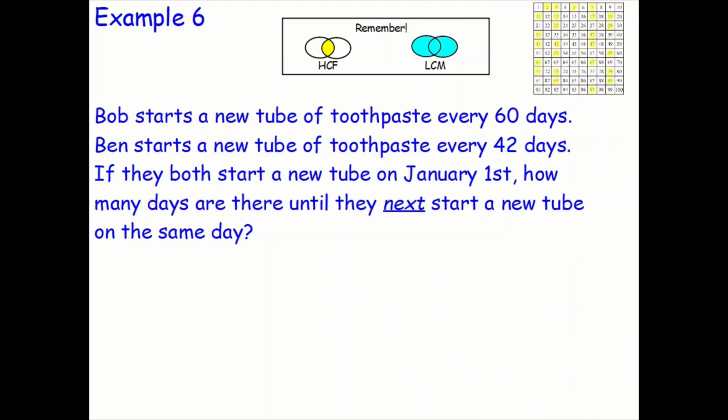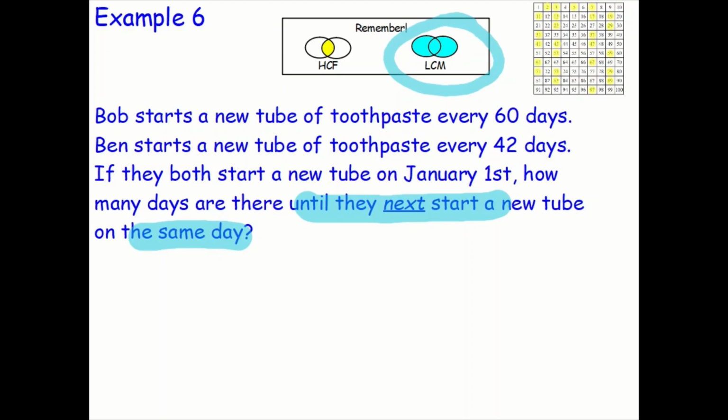Example 6. Bob starts a new tube of toothpaste every 60 days. Ben starts a new tube of toothpaste every 42 days. If they both start a new tube on January 1st, how many days are there until they next start a new tube on the same day? Until they next start a new tube on the same day. This is code for LCM.